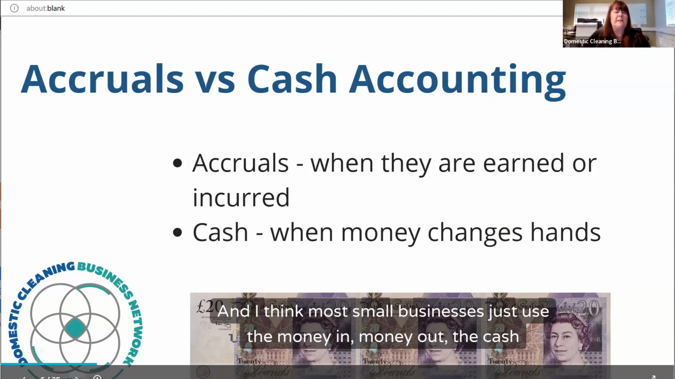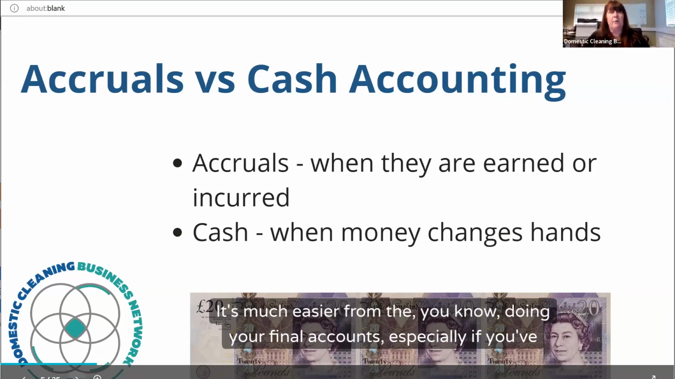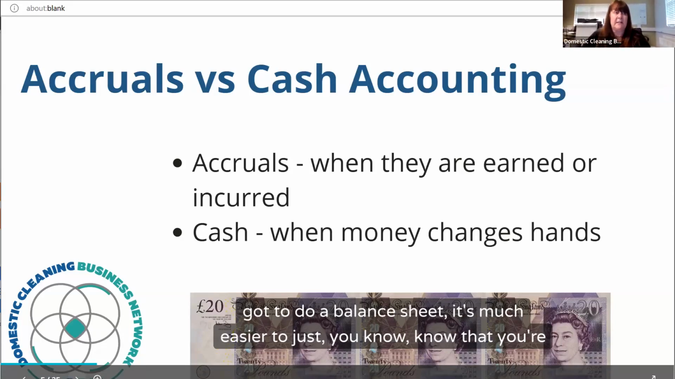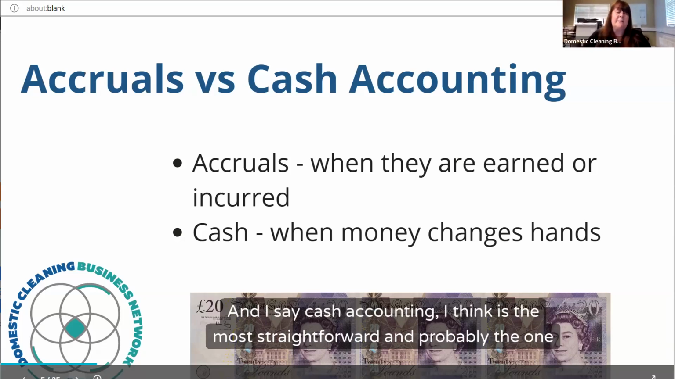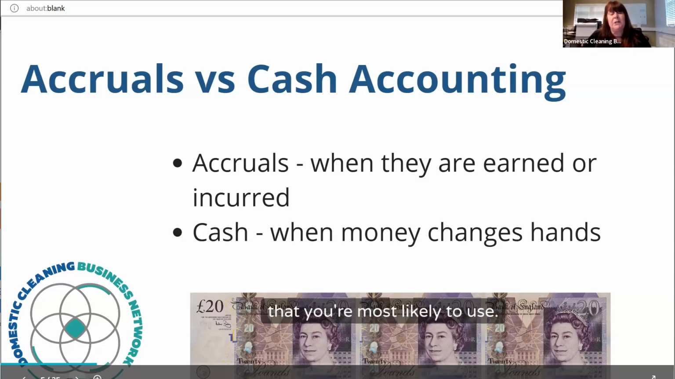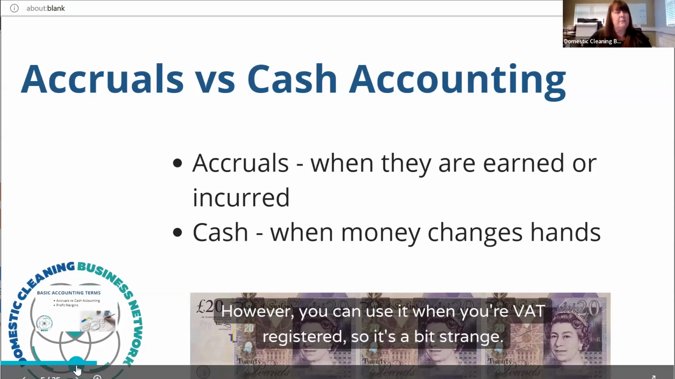I think most small businesses just use the money in, money out, cash accounting method, because it's much easier from a daily accounts way. It's much easier when doing your final accounts, especially if you've got to do a balance sheet. It's much easier to know that you're only accounting for the money that's come in, if that makes sense, or gone out. As I say, cash accounting is the most straightforward and probably the one you're most likely to use. I find it quite strange that technically you're not meant to use cash accounting for a bigger business. However, you can use it when you're VAT registered. So it's a bit strange.